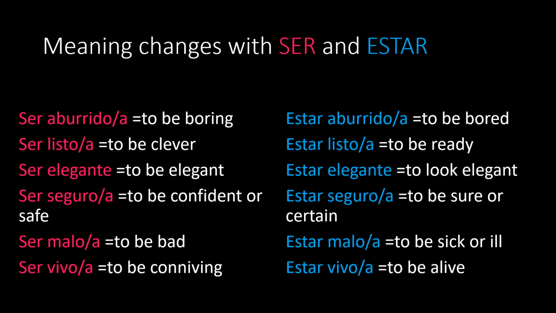Here are examples where ser and estar will change the meaning of an adjective quite significantly. Ser aburrido, to be boring. But look at the right. Estar aburrido, to be bored. Ser listo, to be clever. Estar listo, to be ready. Ser elegante, to be elegant. Estar elegante, to look or seem elegant.